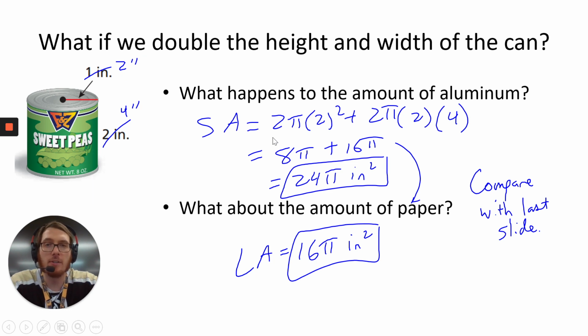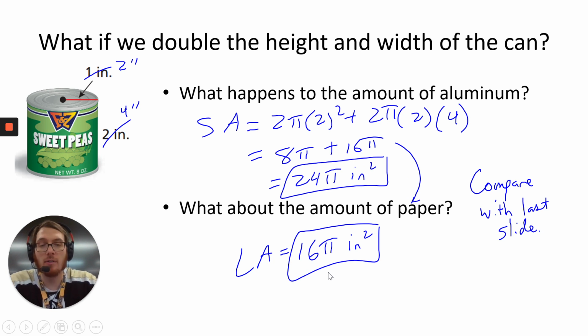I plug those numbers into the formula. So 2 squared is 4 times 2 is 8 pi. 2 times 2 is 4, which is the diameter, times 4 the height, and that's 16 pi. And together that's 24 pi square inches. And then the lateral area is just the 16 pi, so it's 16 pi square inches.